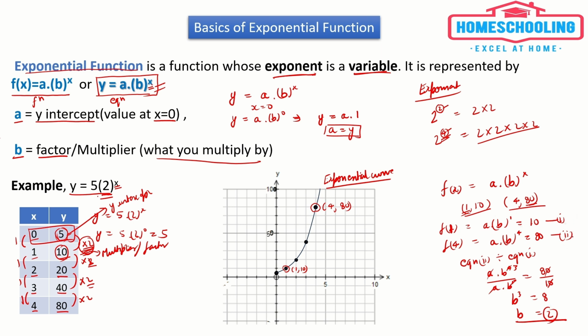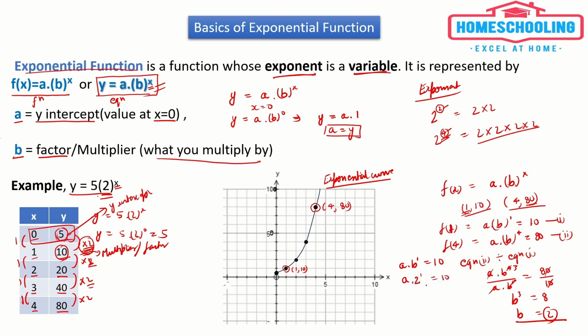We'll take any of these two equations. Let's take equation number 1. What we're going to do here is put the value of b in equation number 1. Equation number 1 is a times b to the power 1 is equal to 10. So a times 2 to the power 1 is equal to 10.